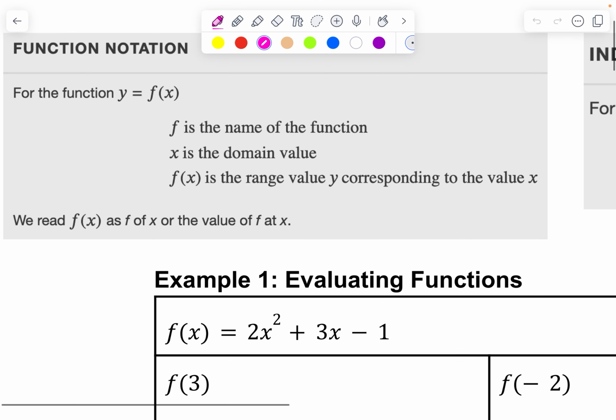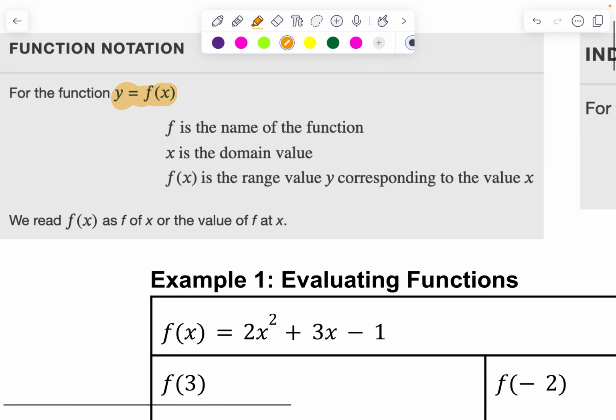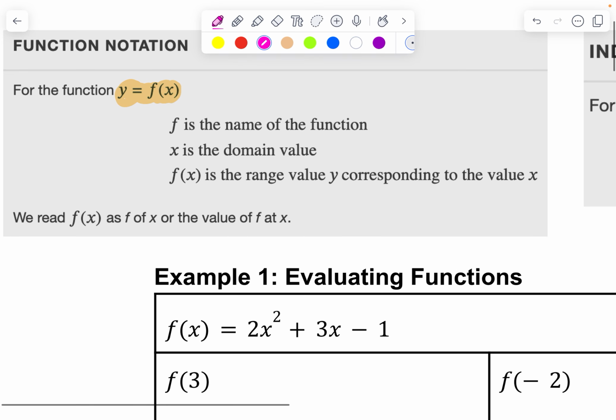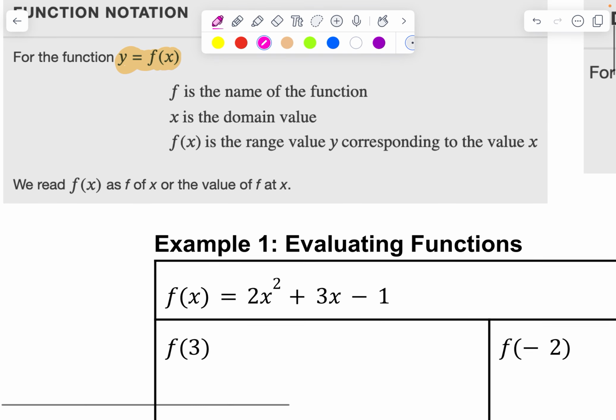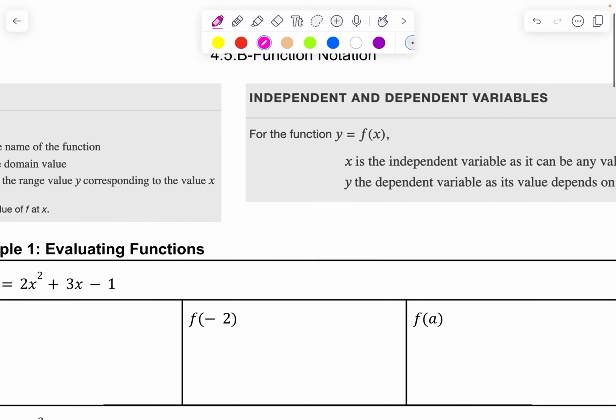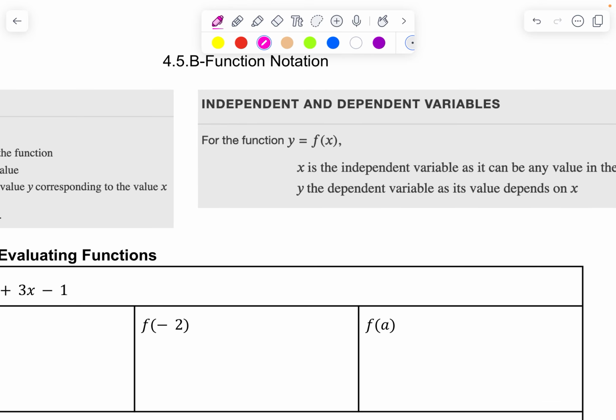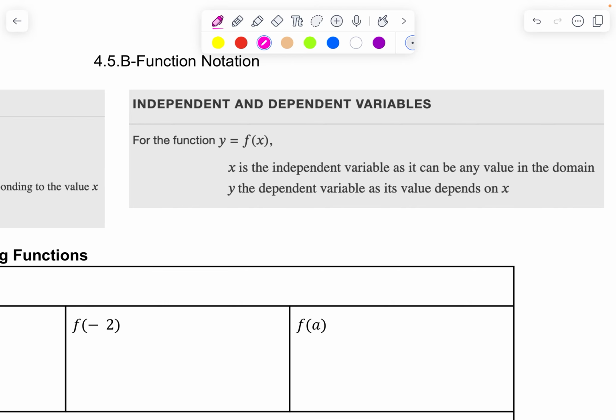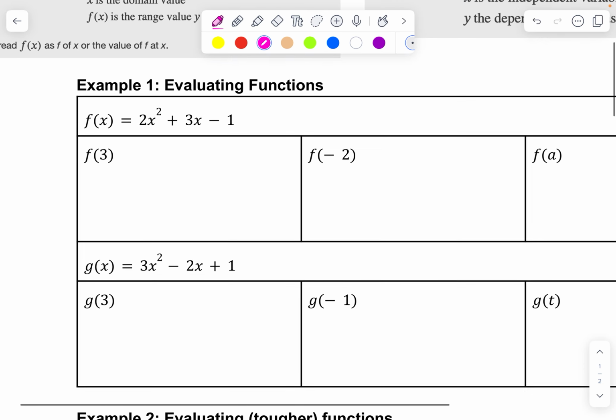So here we say y equals f of x is how we say that. F is just the name of the function. That can be any letter. X is the domain, and f of x is the range value y corresponding to the value x. So again, we read f of x as f of x, or the value of f at x. For the function y equals f of x, x is the independent variable and y is the dependent variable.